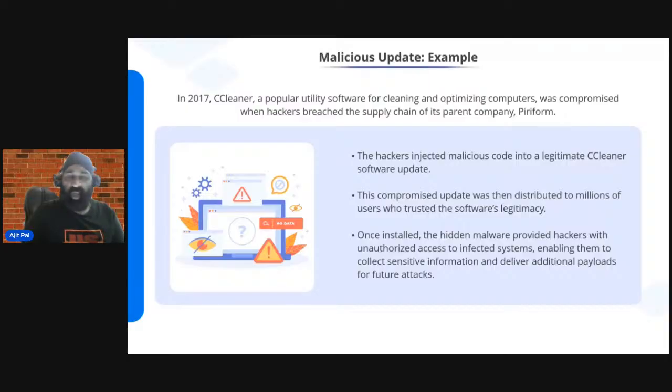So in 2017, CCleaner, a popular utility software for cleaning and optimizing computers, was compromised when hackers breached the supply chain of its parent company. The hacker injected malicious code into the legitimate CCleaner software update. This compromised update was then distributed to millions of users. That's a problem. Once installed, the hidden malware provided hackers with unauthorized access to the infected systems.